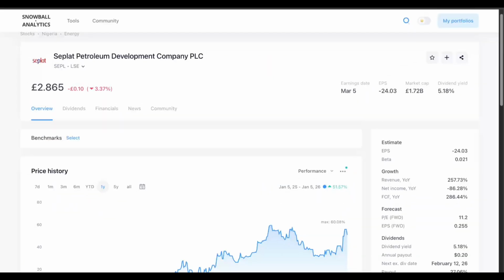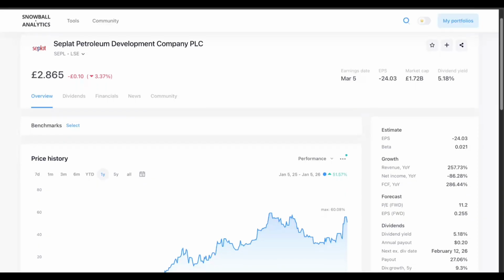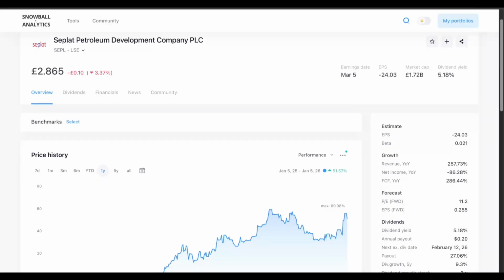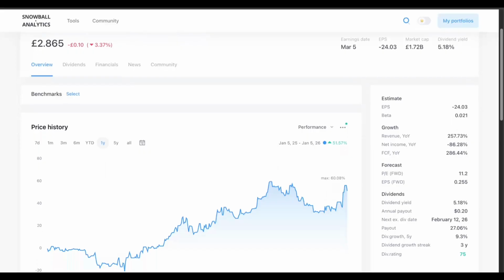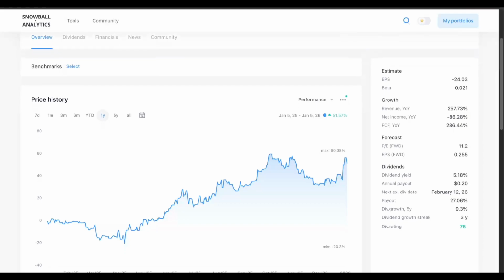Up against BP is Seplat Energy, stock ticker SEPL. They have a dividend yield of a very tidy 5.18% and also have a 3-year dividend growth streak, but these do have a much better 5-year dividend growth rate at 9.3%. They're also up over 50% over the last year, showing how strong the stock has been performing recently.